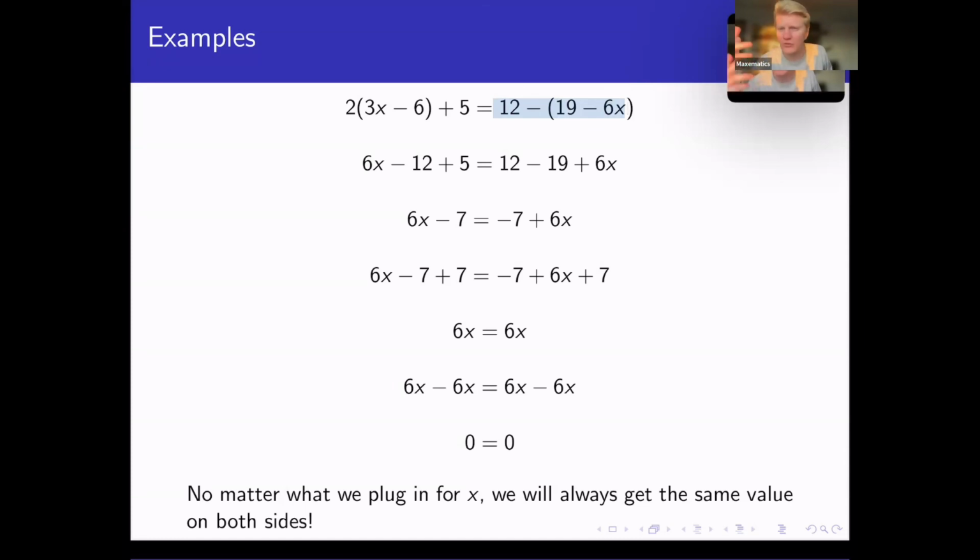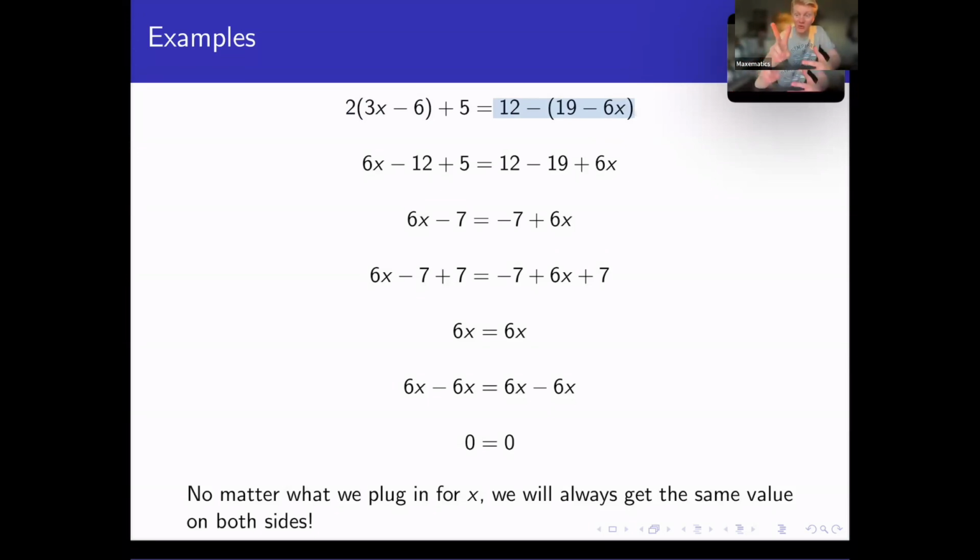Well, what if x equals 2? Let's do something else, right? When x equals 2, 3 times 2 is 6. 6 minus 6 is 0. 2 times 0 is 0. 0 plus 5 is 5. When x equals 2, 6 times 2 is 12. 19 minus 12 is 7. 12 minus 7 is also 5.